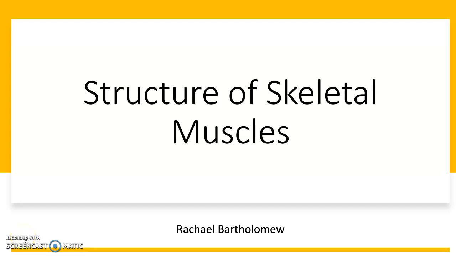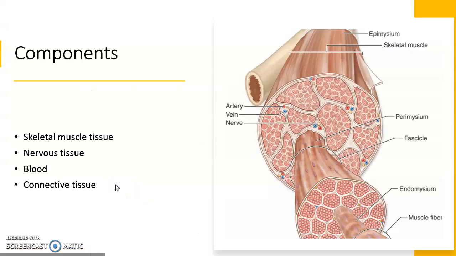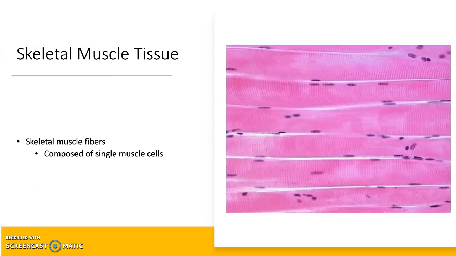In this video, I'll be describing the structure of skeletal muscles. The components of the skeletal muscle are skeletal muscle tissue, nervous tissue, blood, and connective tissue. To start off with skeletal muscle tissue, it is composed of skeletal muscle fibers, which are composed of single muscle cells. In this picture you can see the look of the skeletal muscle tissue. It is striated and multinucleated.